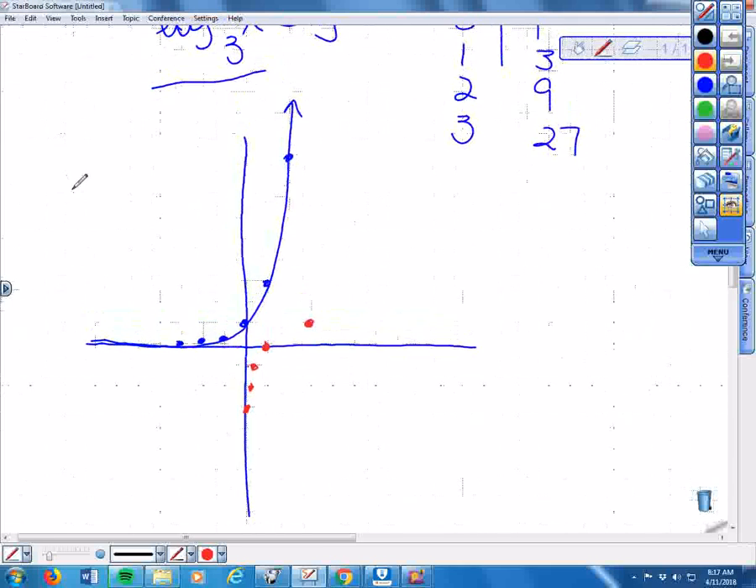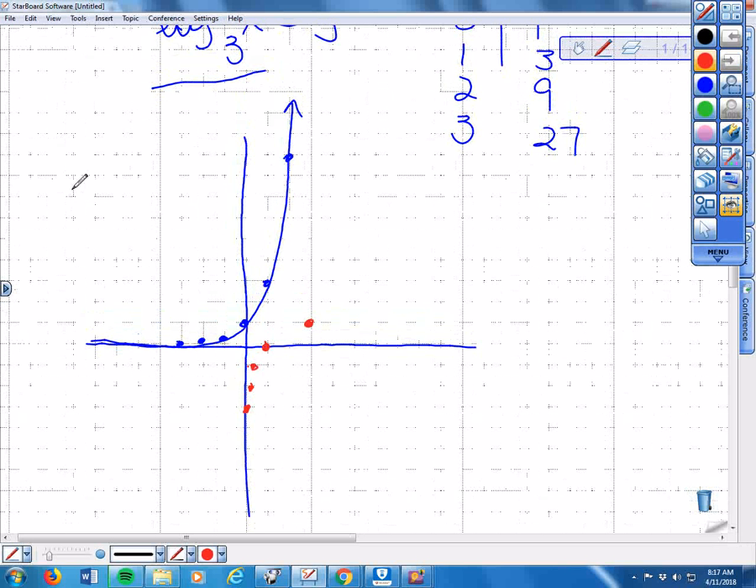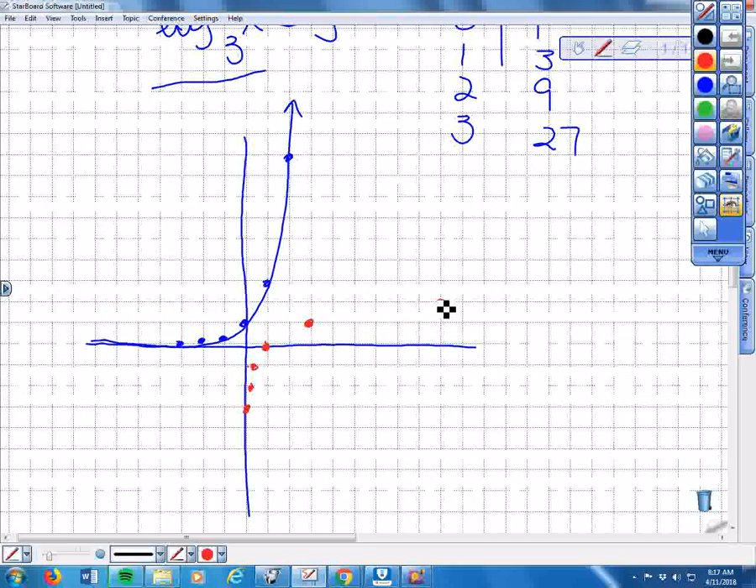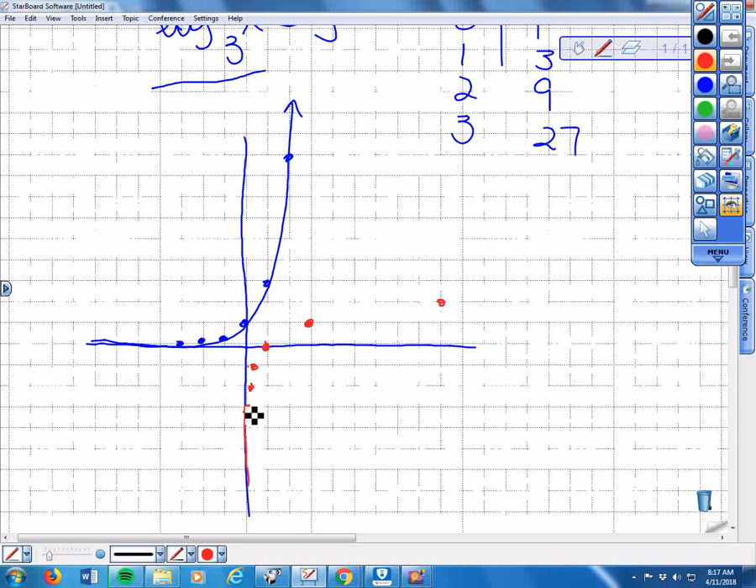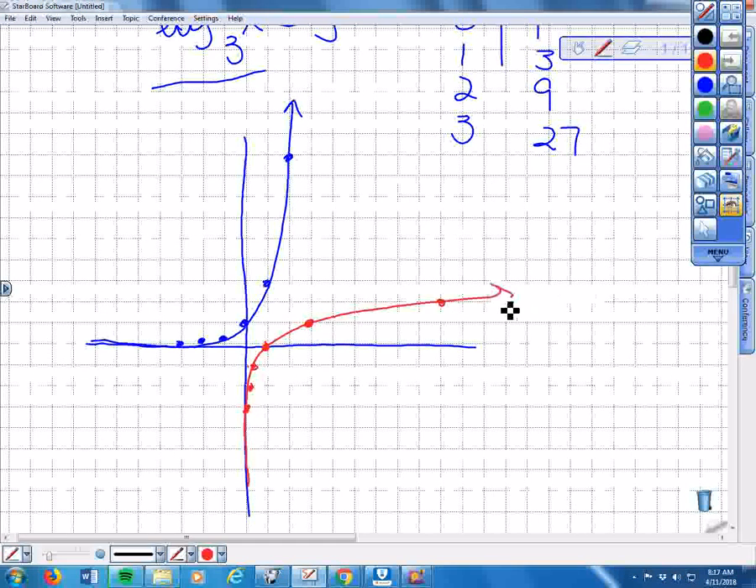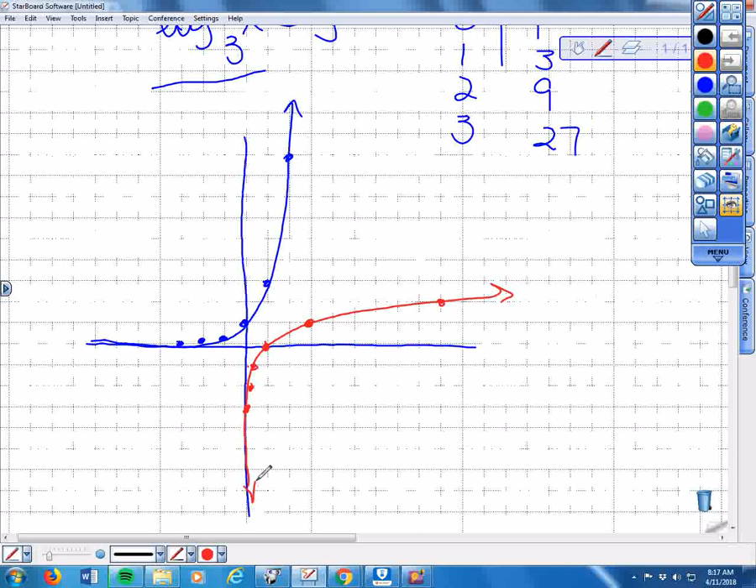X is 9, y is 2. 1, 2, 3, 4, 5, 6, 7, 8, 9, 2. So you get the idea? And what's going to happen is the y-axis is now going to be the asymptote.